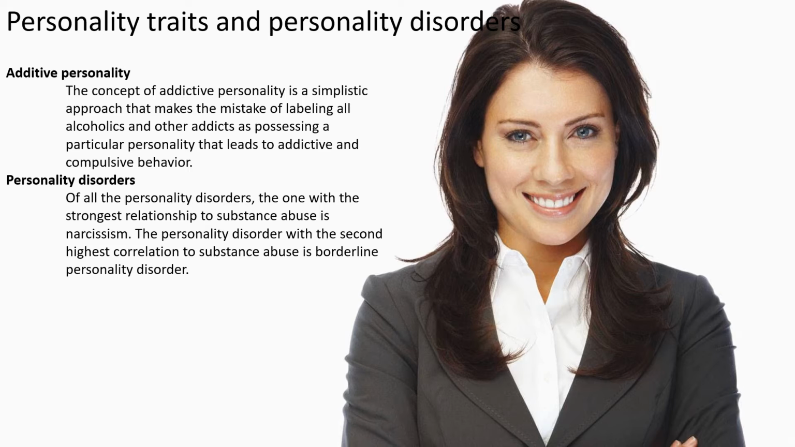So personality traits and personality disorders. So addictive personality. The concept of addictive personality is a simplistic approach that makes the mistake of labeling all alcoholics and other addicts as possessing a particular personality that leads to addictive and compulsive behavior. And then personality disorders. Of all the personality disorders, the one with the strongest relationship to substance abuse is narcissism. And the personality disorder with the second highest correlation to substance abuse is borderline personality disorder. A little tongue-tied there.